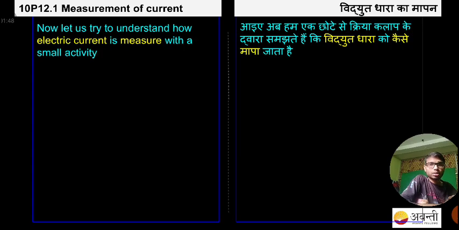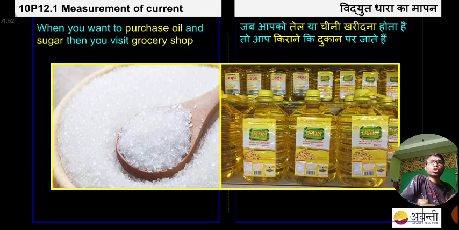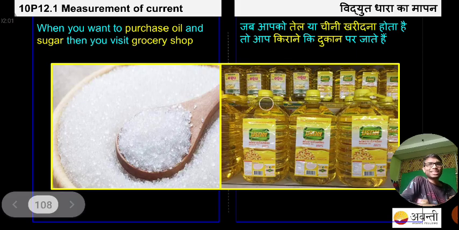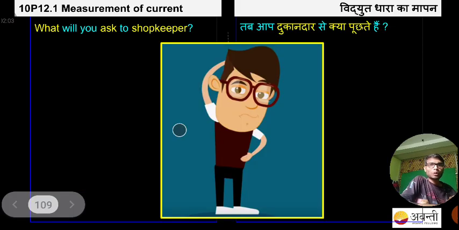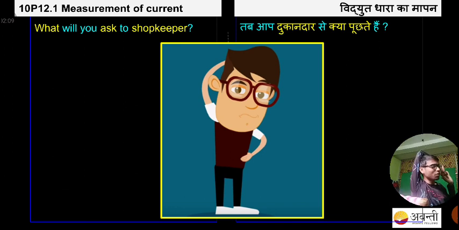So let's understand this through a small activity. When you want to purchase oil and sugar, you visit a grocery shop. Yes, a grocery shop. What will you ask the shopkeeper? If you wanted to purchase rice and oil, then what will you say to the shopkeeper?